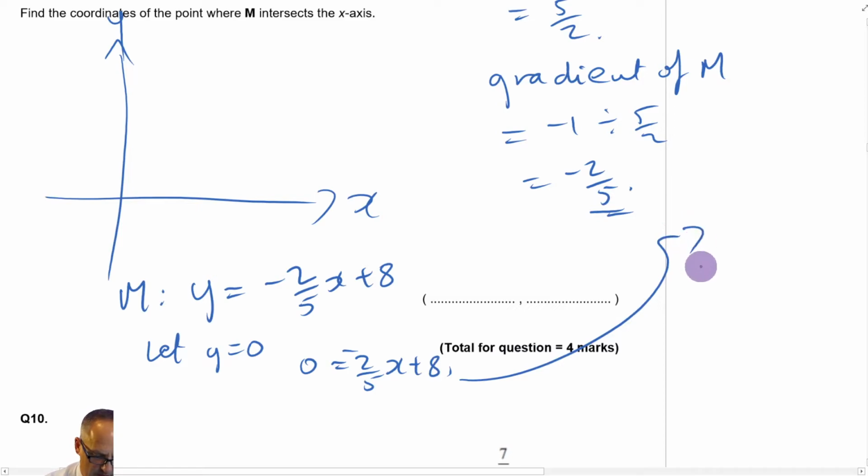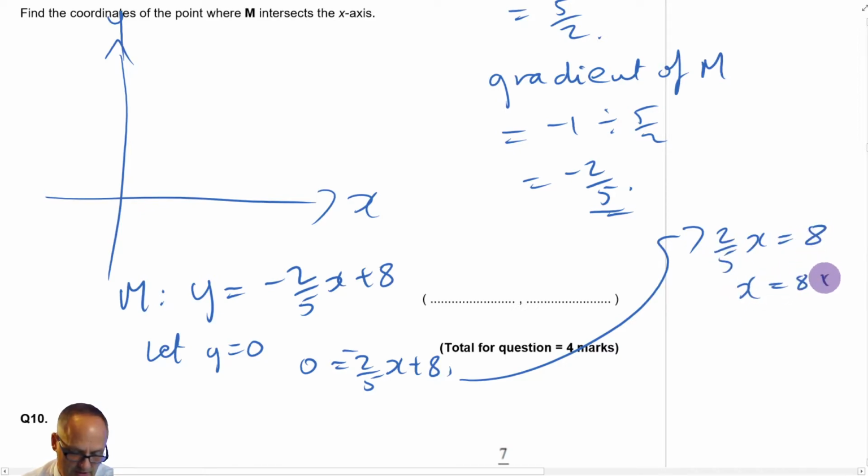I'm just going to finish the working over here. So if we take the minus 2/5 x to this side, we get 2/5 of x will equal 8. We're going to divide by 2/5, which is the same as timesing. You could do that on your calculator, but it's the same as timesing by 5 over 2. 2 goes into 8 4 times. Times 5 gives me 20. So it will cross at the point 20, 0.